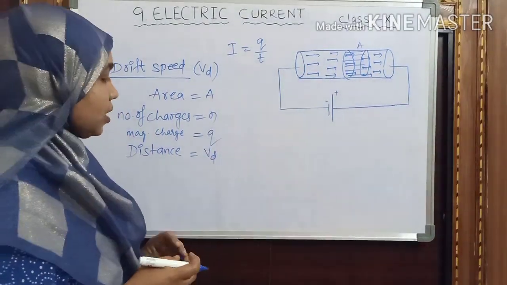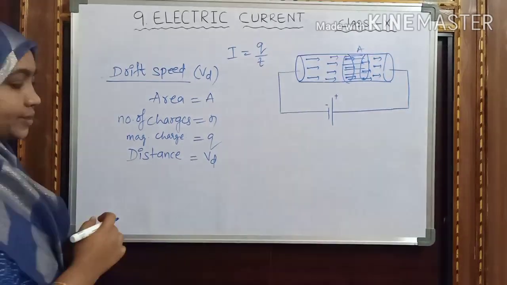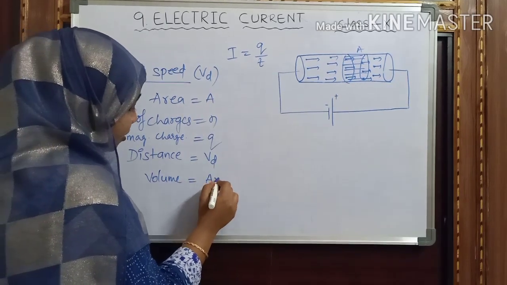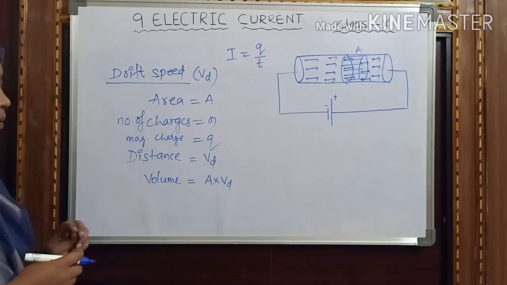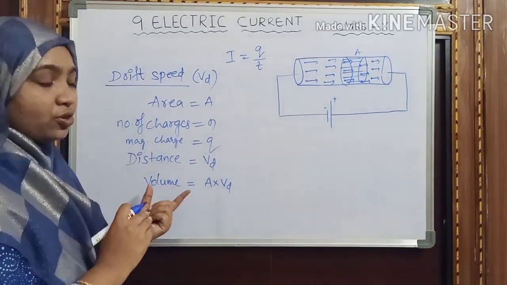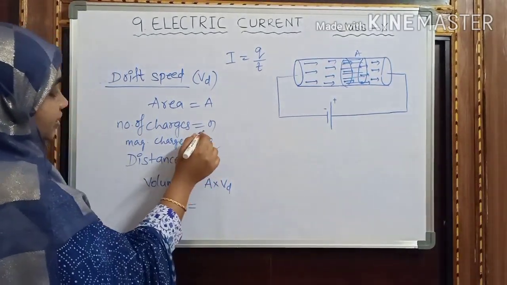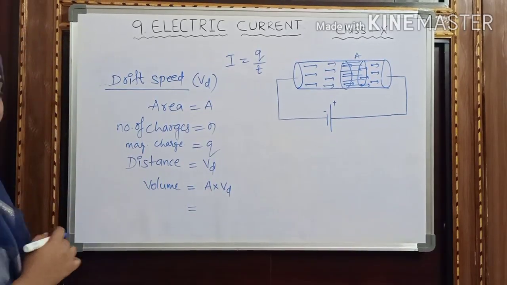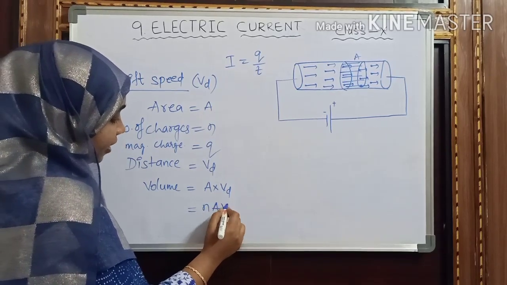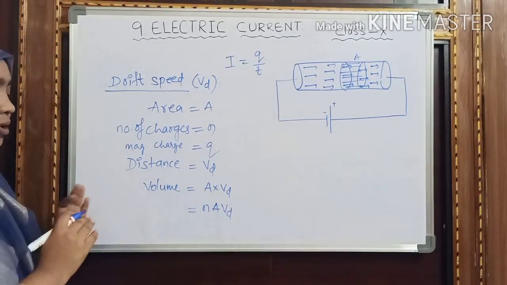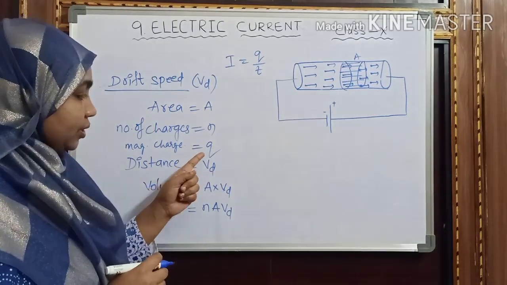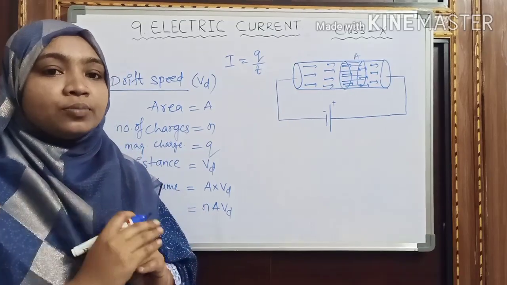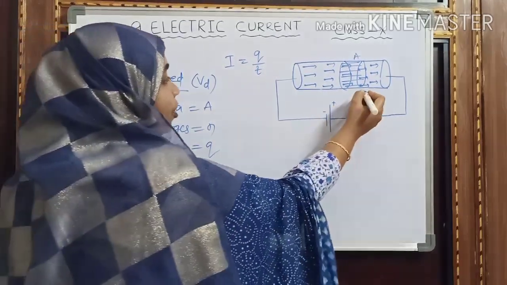Okay. Now try to write the volume of the cross section. So volume can be written as area into distance. So this is the volume. So number of charges present in this much of volume can be written as: n number of charges are there in unit volume. So if the volume of the cross section is A Vd, there are n A Vd number of charges in the particular volume. So q is the charge of a charge carrier. So in 1 second of time, how many charges can cross the cross section?